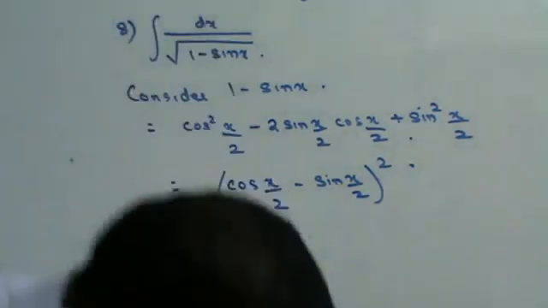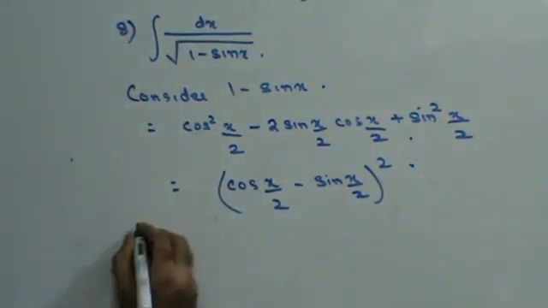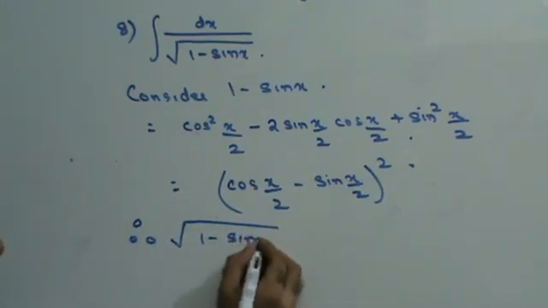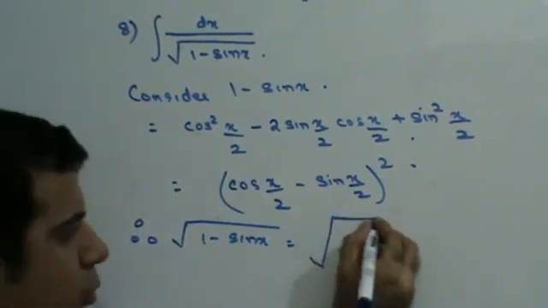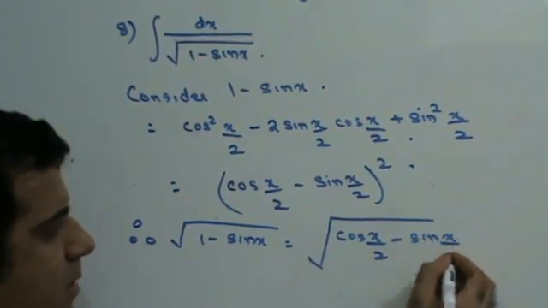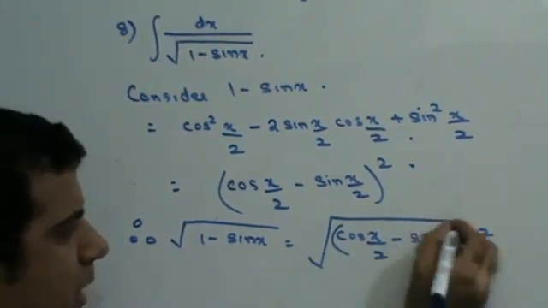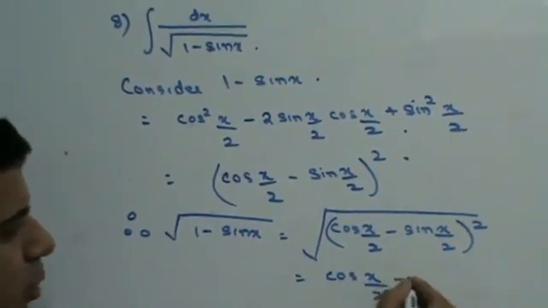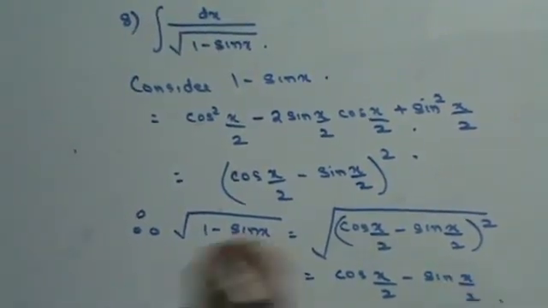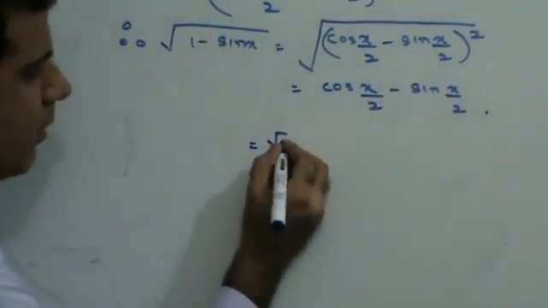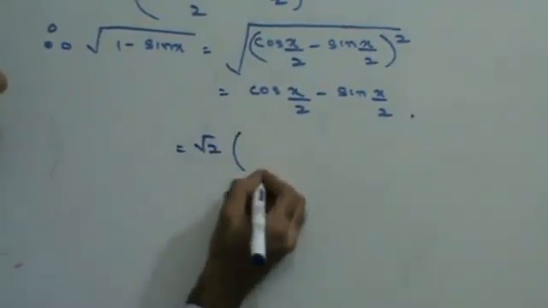Now therefore I could say that square root of 1 minus sin x is going to be square root of (cos x by 2 minus sin x by 2) the whole square. Square and root get cancelled, so that will be cos x by 2 minus sin x by 2. Now multiply by root 2, divide by root 2. Why? I'll just show you. I'm multiplying by root 2. I'm going to divide by root 2.